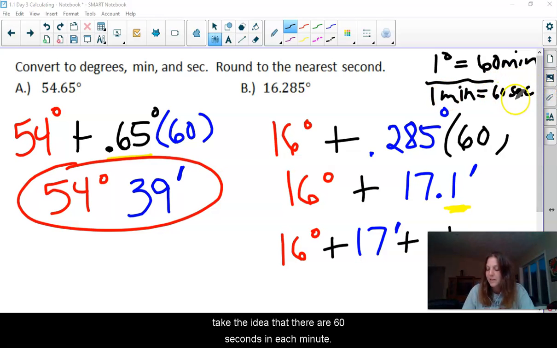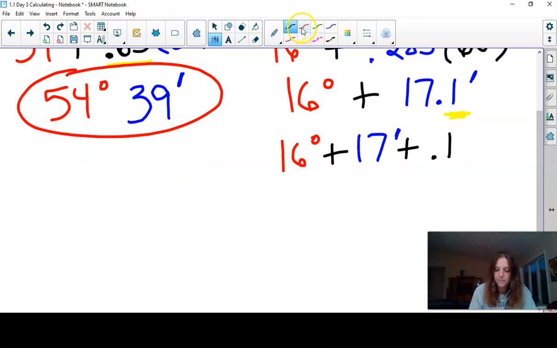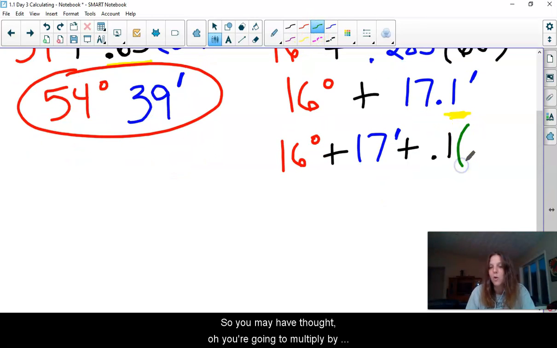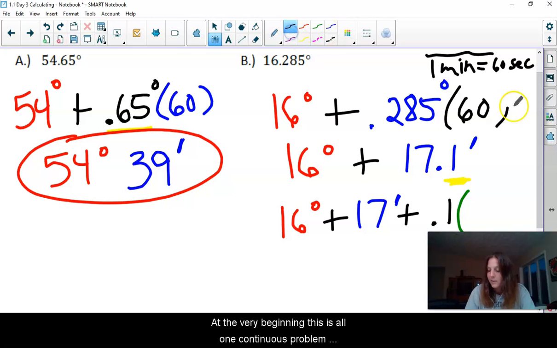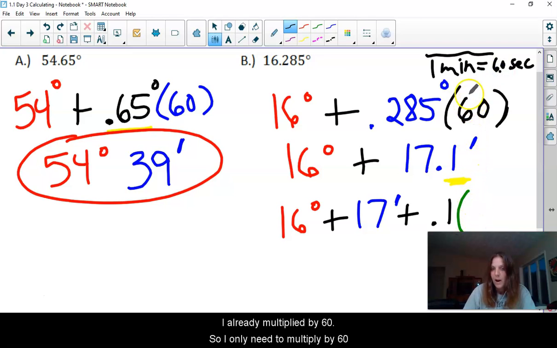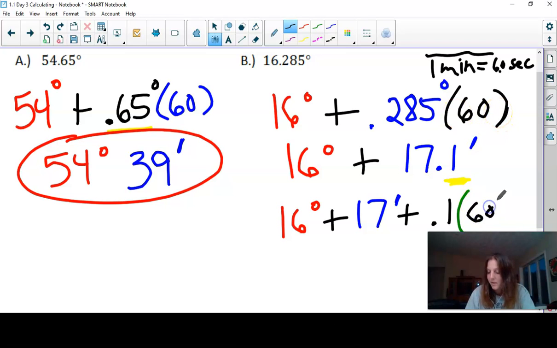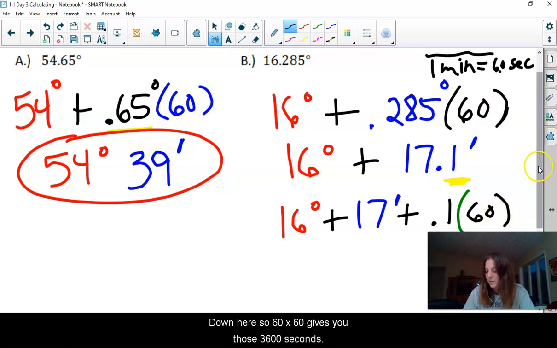So what I'm going to do is take the idea that there are 60 seconds in each minute. And so again, down here, I'm going to multiply by 60. So you may have thought, oh, you're going to multiply by 3,600 because there's 3,600 seconds in a degree. But if you recall, at the very beginning, this is all one continuous problem here. So we're working on one continuous problem here. I already multiplied by 60, so I only need to multiply by 60 down here. So 60 times 60 gives you those 3,600 seconds.